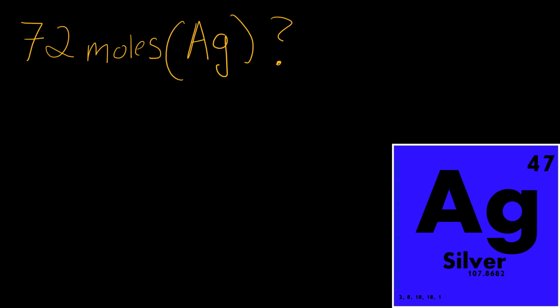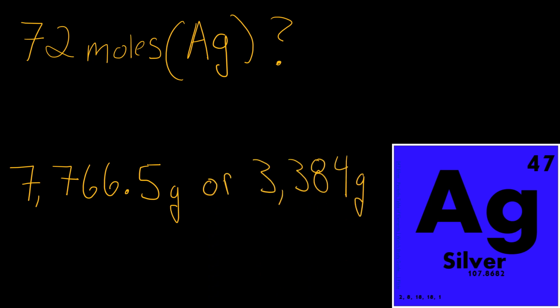Alrighty, how about a couple of choices? So we have choice A, which is going to be 7,766.5 grams, or we have choice B, which is going to be 3,384 grams. Which one is it going to be? And if you chose choice A, you are correct. Let's go over it.